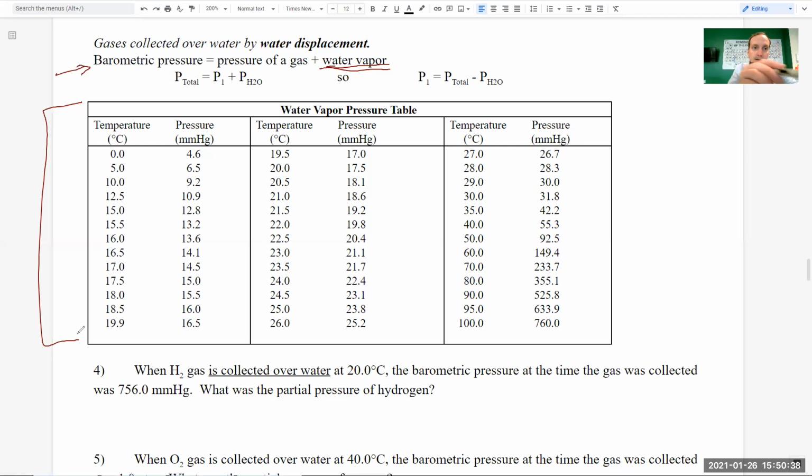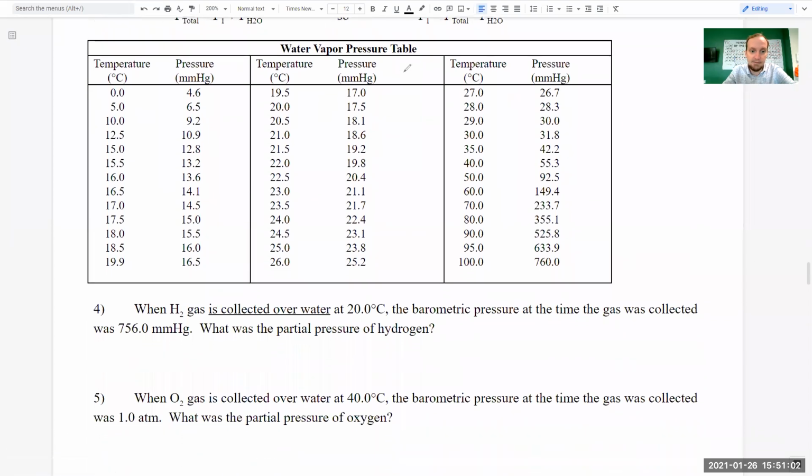So again, to put it in mathematical terms, the total pressure is equal to the pressure of the gas plus the water pressure. Or again, to work backwards like number 2, if you have the total and you have the water pressure, then you subtract them and you get the partial pressure from the gas itself. All right, all that being said, let's go ahead and try numbers 4 and 5.